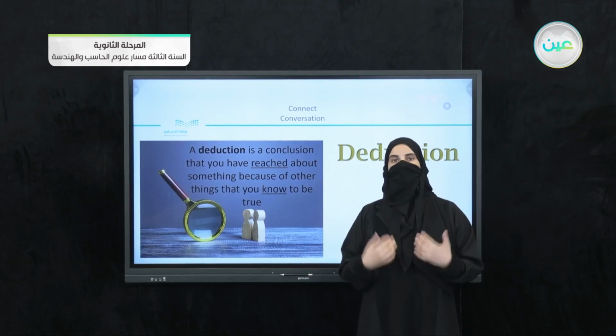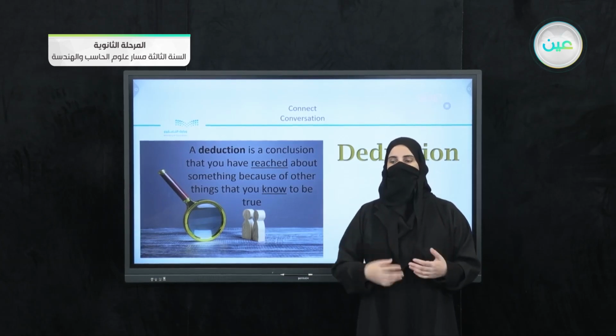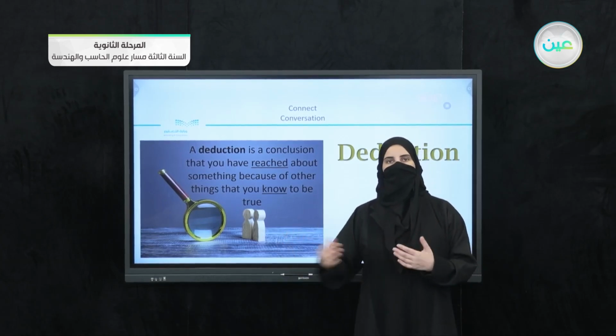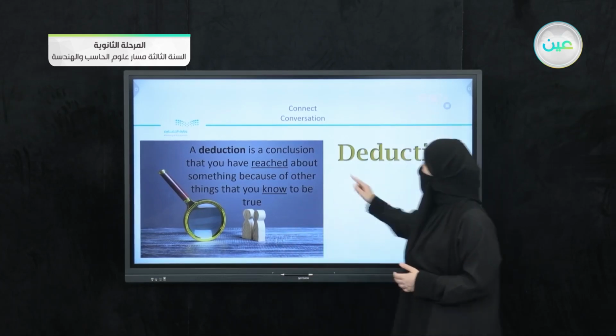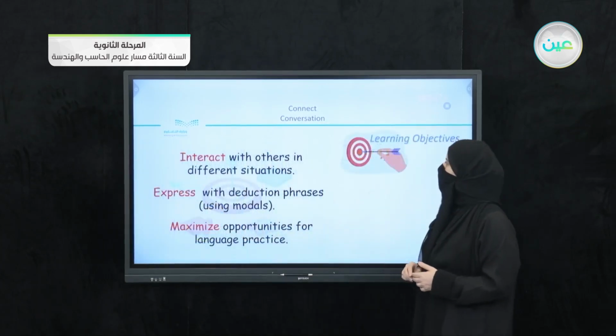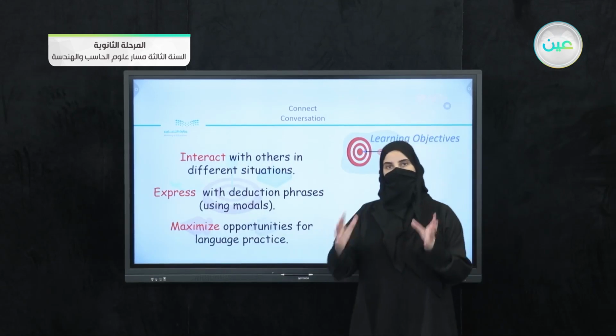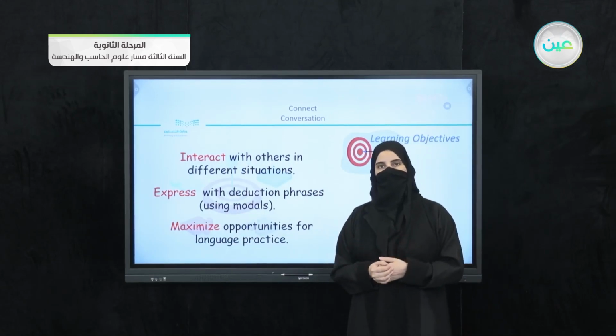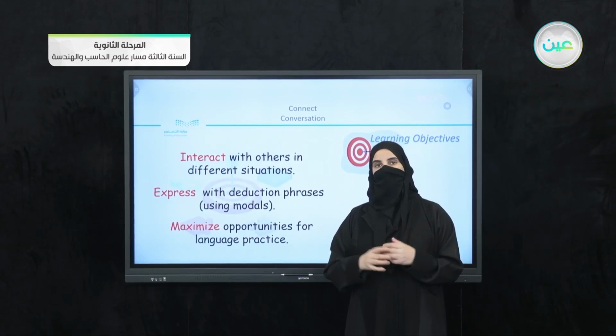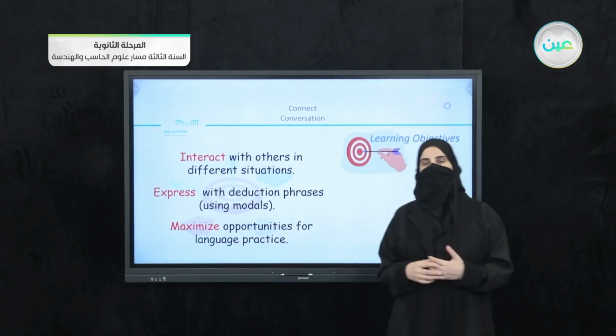So how did I give my statements here or my facts? Because I saw some things in front of me. Now here, deduction is something that we are going to use in our part of the lesson today, which is going to be about conversation. Now I gave you a complete idea about it, and we do have our objectives.